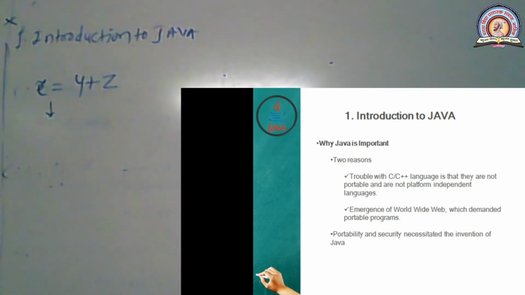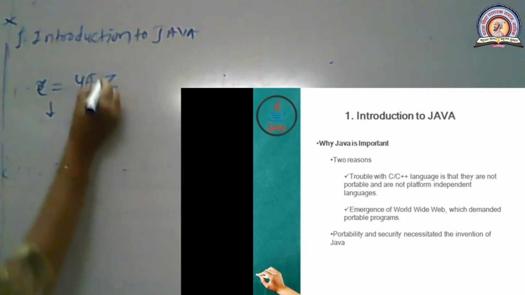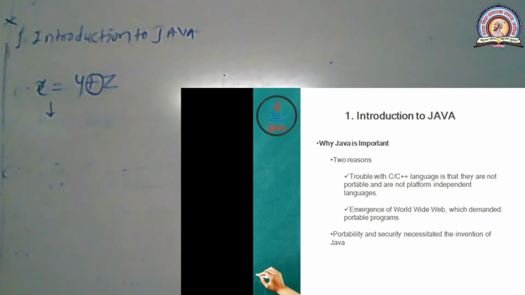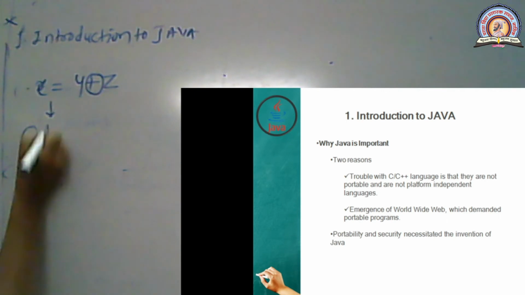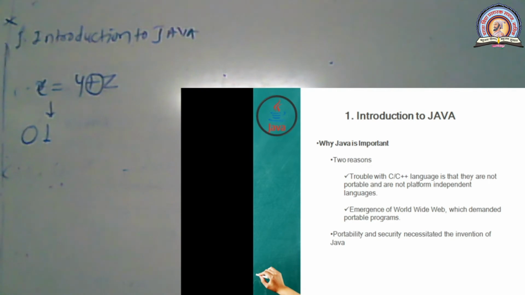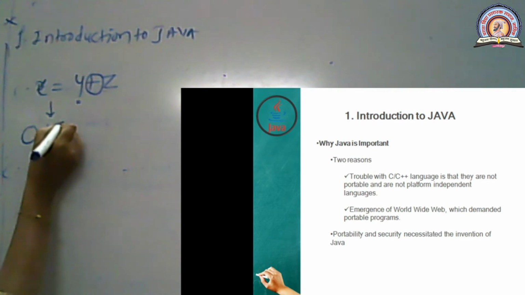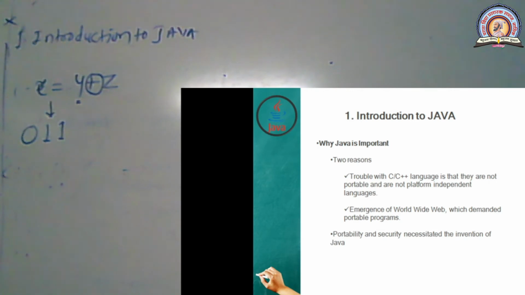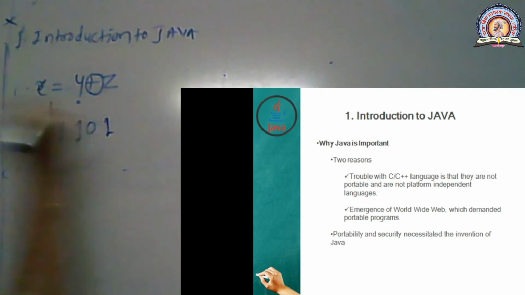So how will it convert into machine code? See, for example, for the addition, the code is 0, 1. Then the first operand is stored in a register, suppose its code is 1. And the second operand is stored in a memory location, and that memory location's address is suppose 101, whatever it may be.